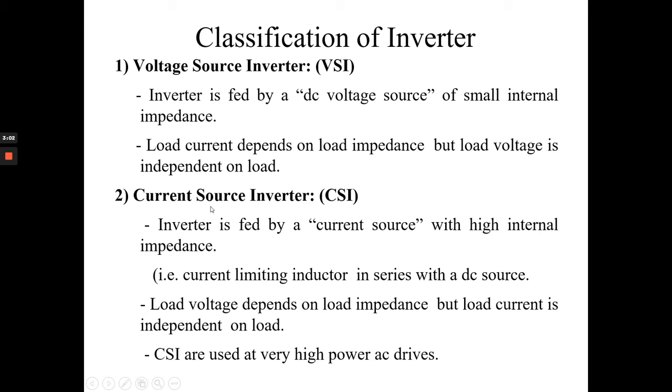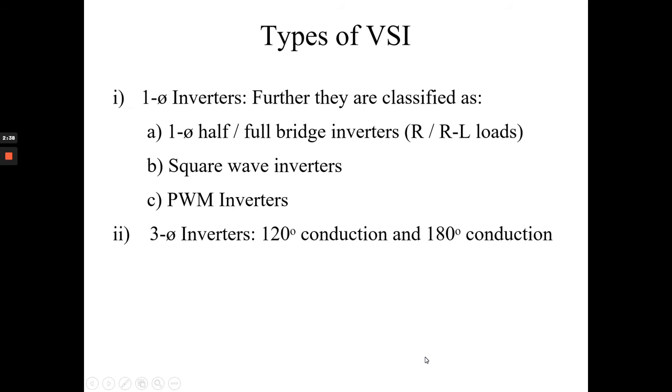And in case of current source inverters, it is fed by a current source with high internal impedance, that is, a current limiting inductor in series with a DC source. And load voltage depends on load impedance, but load current is independent of load. CSI are used in very high power AC drives.